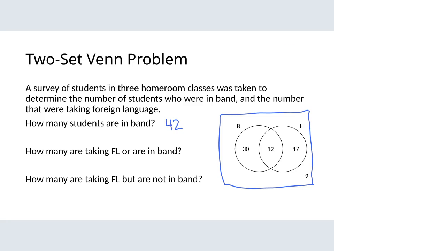Next question here says, how many are taking, and if we were going to write that with symbols, in the band is just B. It would be right here if we shaded it. Set B. Second one says, how many are taking foreign language or are in band? Or is a very important word for us. It tells us union. You could write this with symbols if you wanted to. Foreign language or band. How many are taking foreign language or are in band?